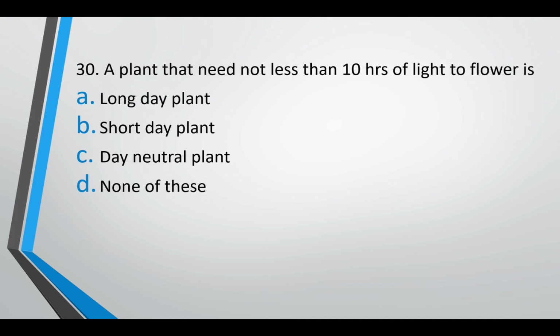A plant that needs not less than 10 hours of light to flower is long day plant, short day plant, day neutral plant, or none of these. The correct answer is option A, that is a long day plant.